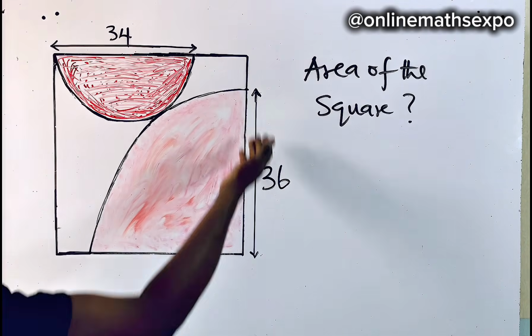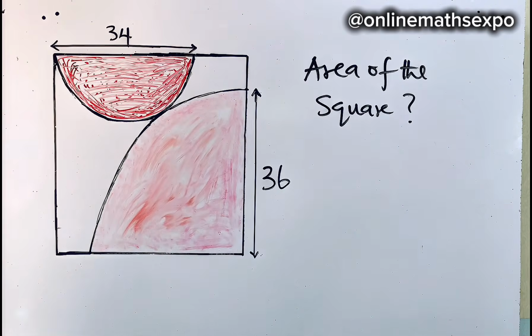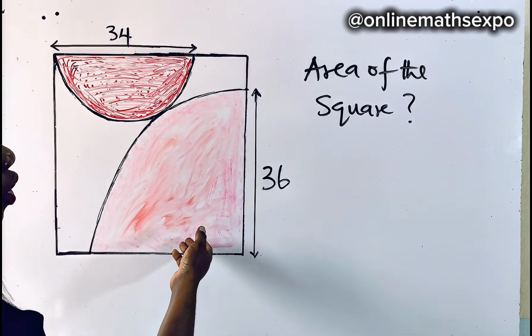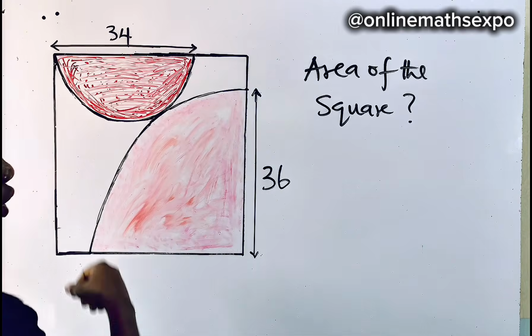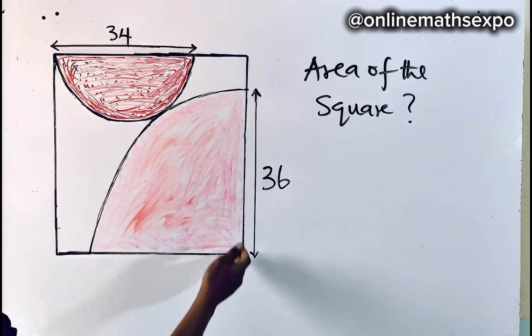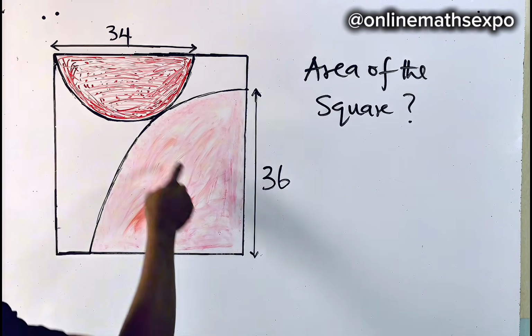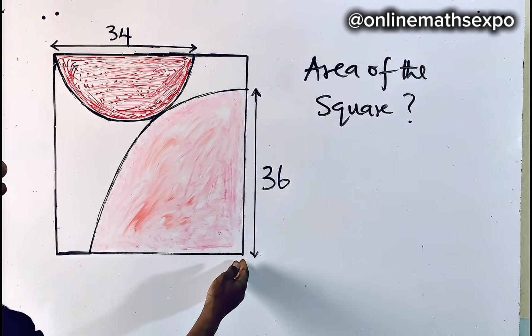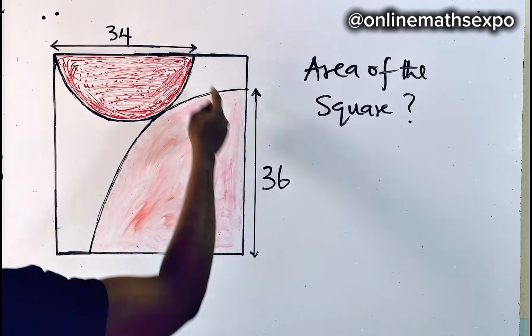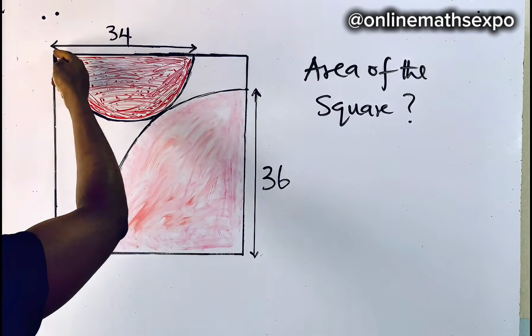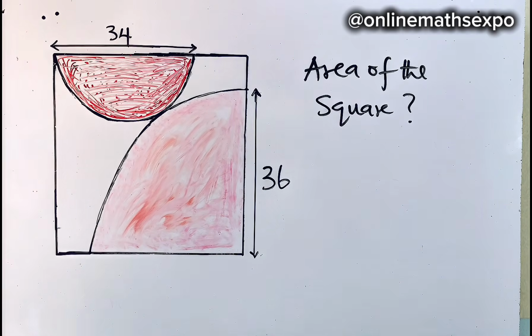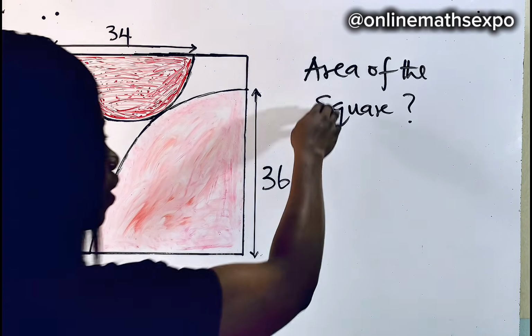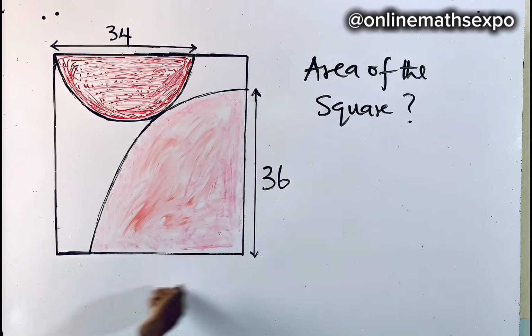We are given a square and inscribed are a quarter circle and a semicircle such that they both touch the sides of the square and also intersect each other at this point. The radius of the quarter circle is 36 and the diameter of the half circle, or the semicircle, is 34. And the question is asking us what is the area of the square.